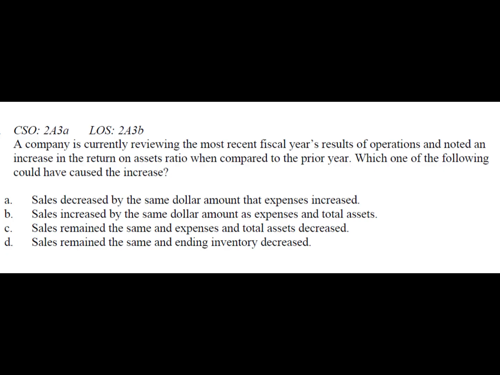Sales remained the same and expenses and total assets decreased. Key takeaway: return on assets improves when net income increases and/or total assets decrease. Keeping sales constant while reducing expenses and asset investment increases operating efficiency and leads to a higher ROA, making choice C the best answer.